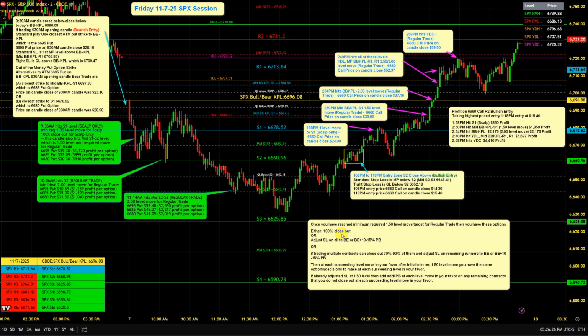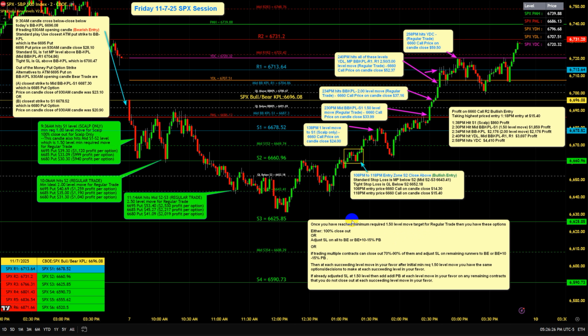And then you have these options: either 100% closeout, or adjust your stop loss on all your contracts to break even, meaning the price you paid for the option, or break even plus a 10 to 15% initial profit buffer on top of break even.